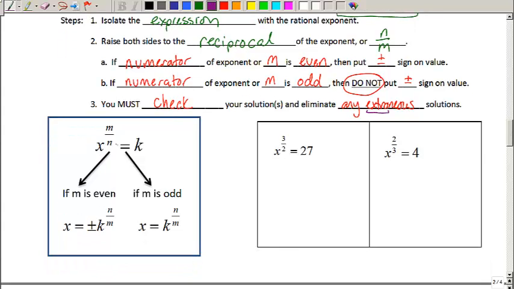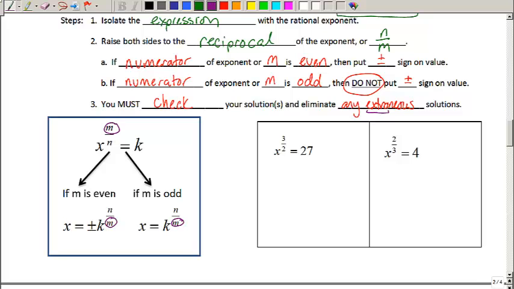Over here we have x to the m over n. This is just a little chart I try to help you remember here. If this m is even, notice the m, when we take both sides to the reciprocal, the m ends up being on the denominator and we have to put the plus or minus. Although if the m is odd, again, it shows up here on the denominator when we take the reciprocal exponent of both sides. We do not take the plus or minus if m is odd.